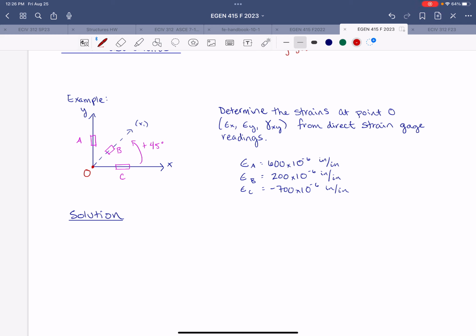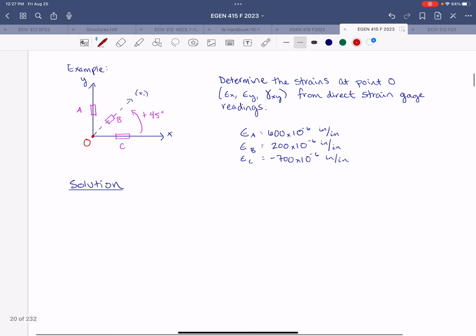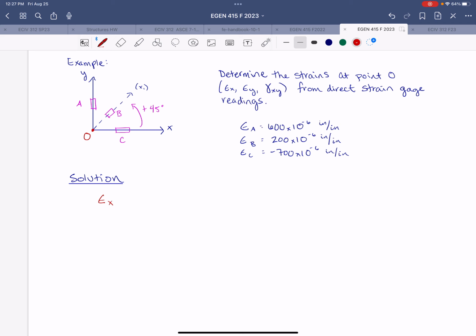First of all, it is most convenient and efficient to orient strain gauges so that 2 of them are aligned with the orthogonal directions that you wish to measure directly. That way, like in this example, we can directly measure the strain in Y from gauge A reading and the strain in X from the gauge C reading. So strain in X is just equal to the strain gauge reading from gauge C, which is given as negative 700 times 10 to the minus 6.